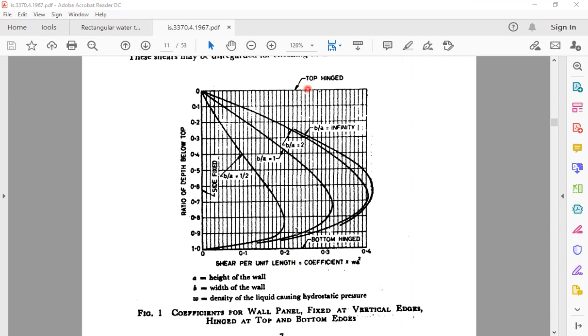So let us see table 1, figure 1, that is, shear coefficient calculation to obtain the shear coefficients. Here the condition is top hinged and bottom hinged. We have the ratio of depth below the top. In all cases here the sides are fixed, but the top is hinged and the bottom also hinged, and B by A ratios are given here. The first one is half, the second is 1, the third is 2. B is the width, that is, length. A is the height of the wall, B is the width or length of the wall, and W here is the unit weight or density of the liquid causing the hydrostatic pressure. So this is figure 1.